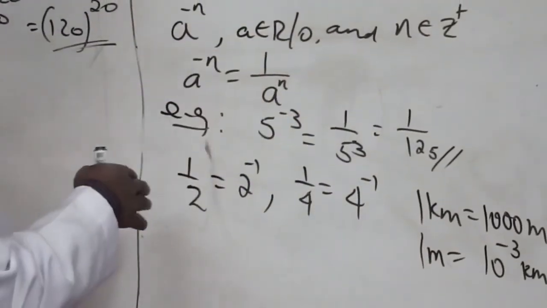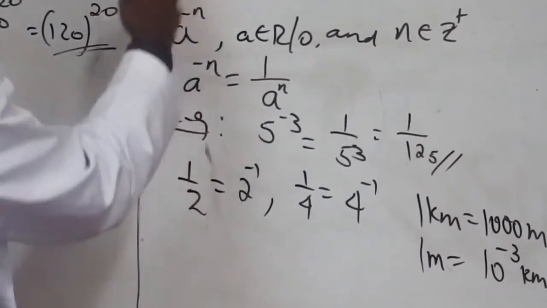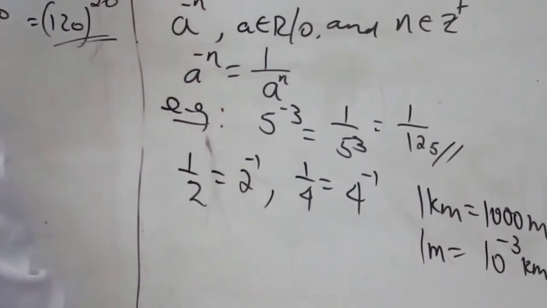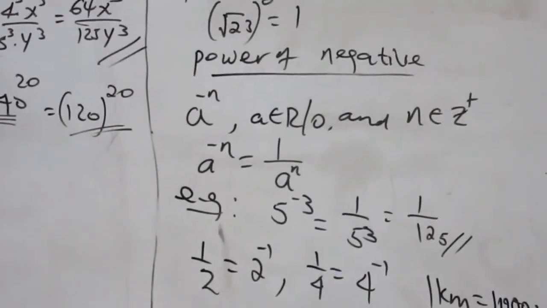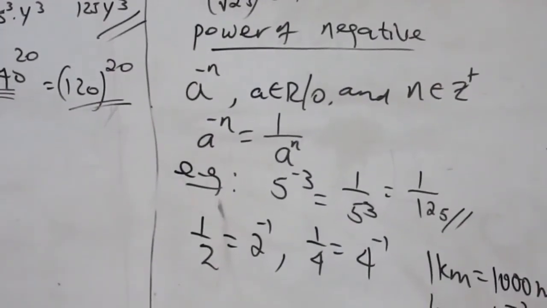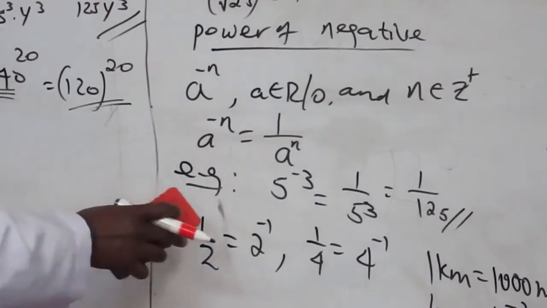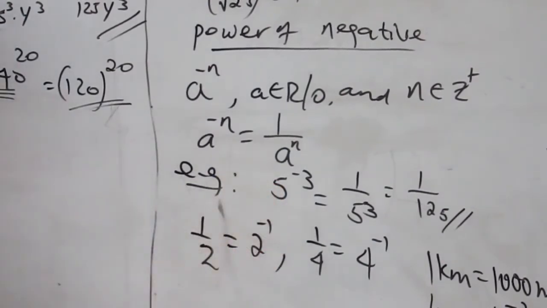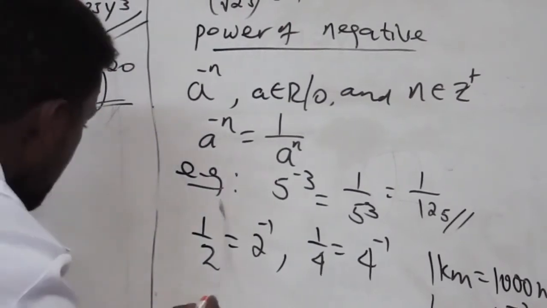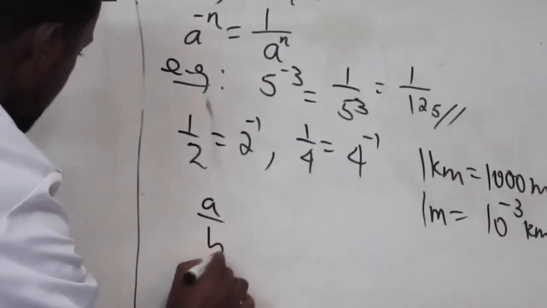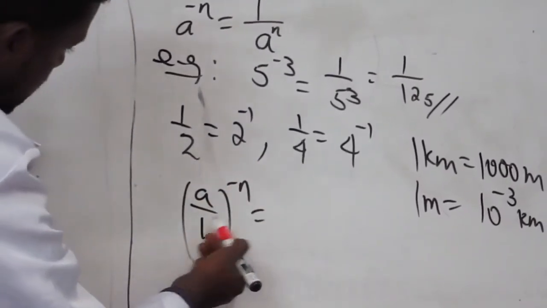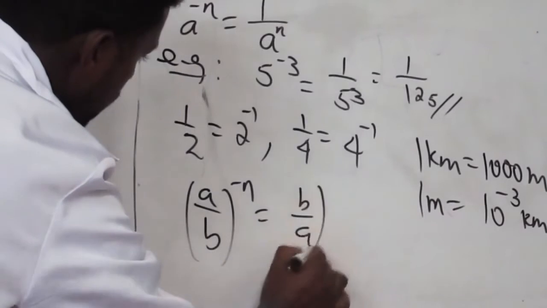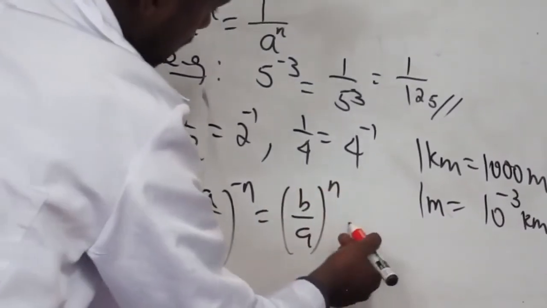I think it is very easy for powers of negative numbers. We see the power of rational numbers. By the way, it works for the fractional part. This means, for example, a over b, the whole to the power of negative n, is equivalent to the reciprocal, which is b over a, the whole to the power of n. We can write it just like this.